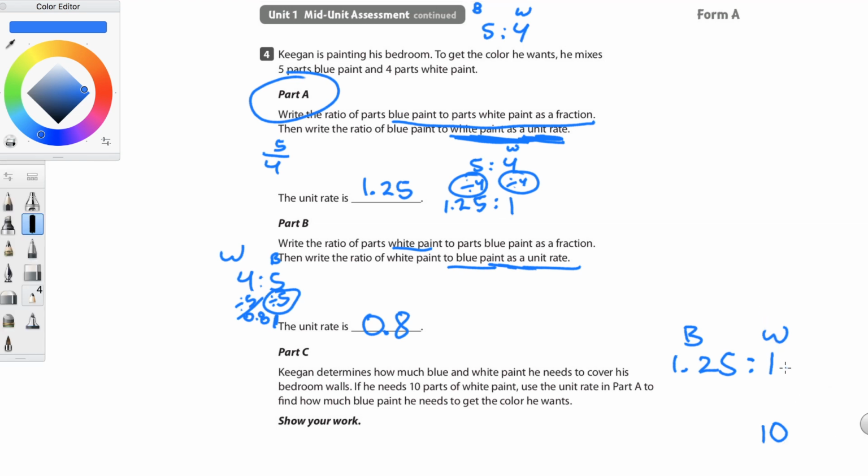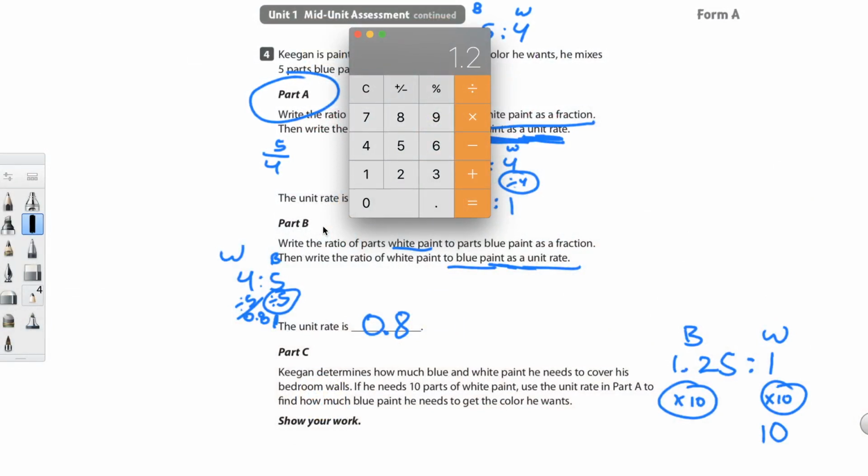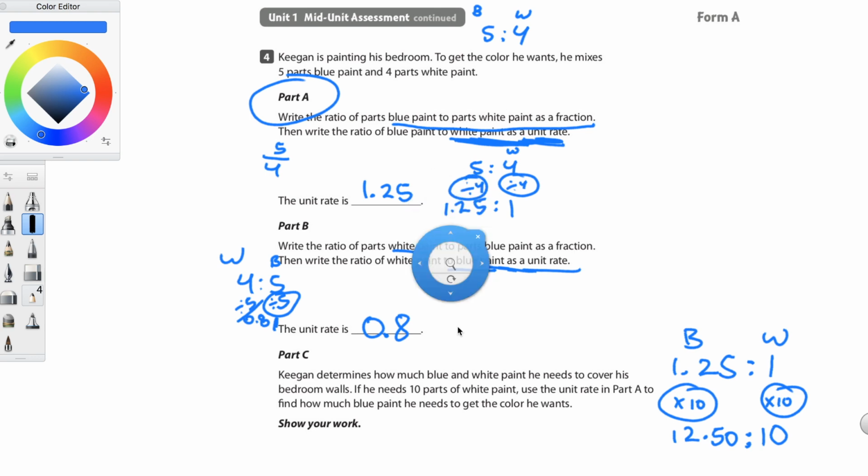There we go. So to get from 1 to 10, I multiply times 10. But I must do that to both sides. So 1.25 times 10, or just move the decimal over once, and then you get 12.5. So that means that Keegan needs this many parts blue paint: 12.50 parts blue paint. That one's tricky. All right, let's go to our next one.